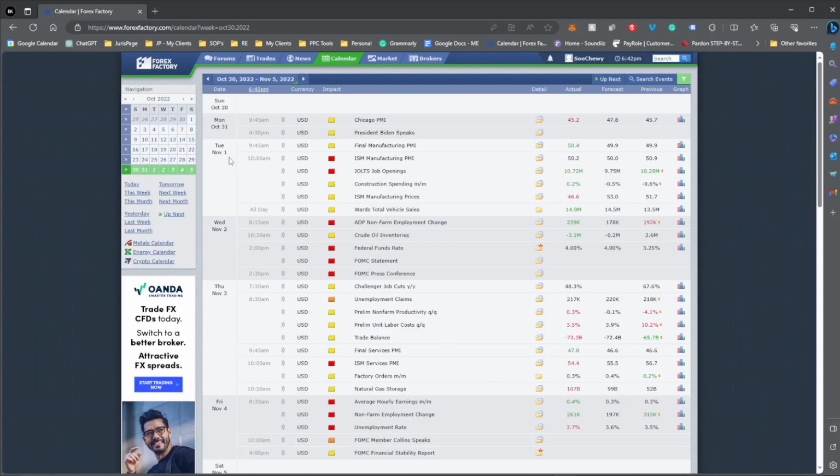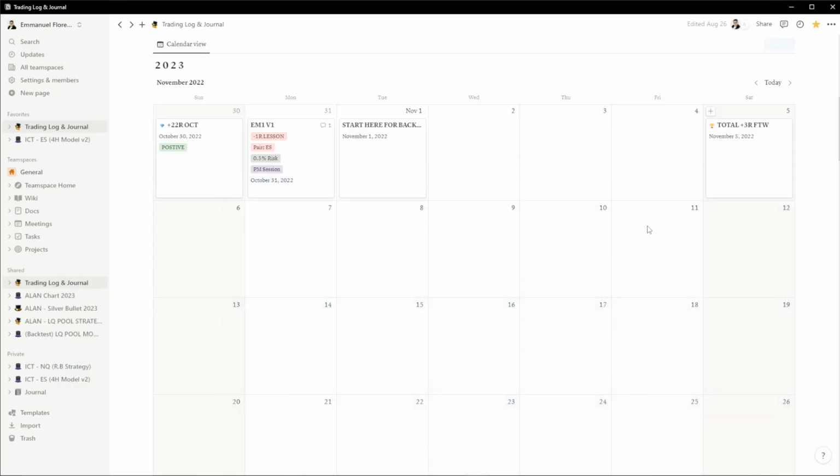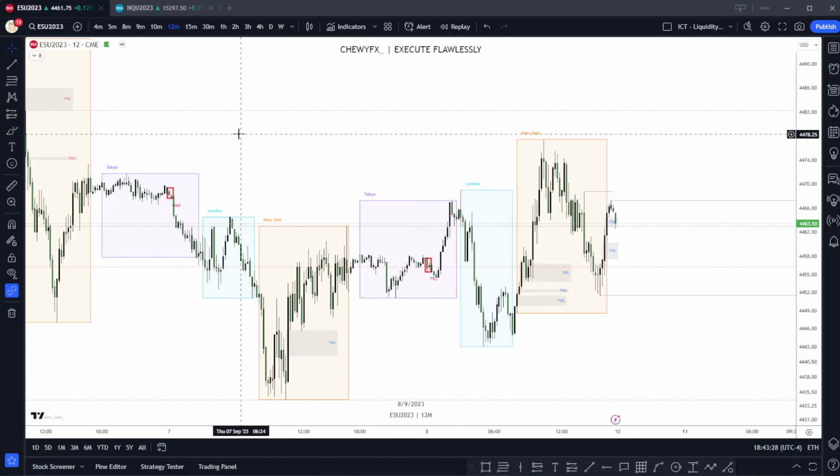We see November the 1st, 10 a.m. Eastern, we had ISM manufacturing PMI and JOLTS job openings. So those are two red news areas. Now let's go back to our charts.